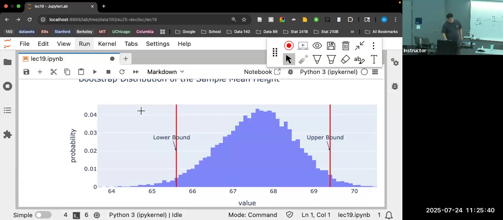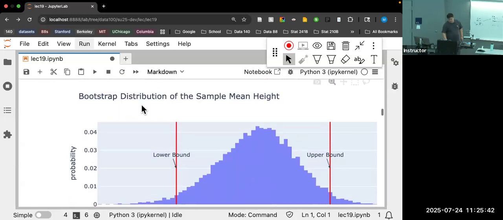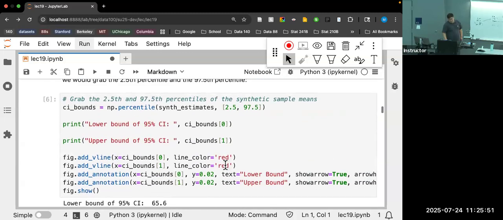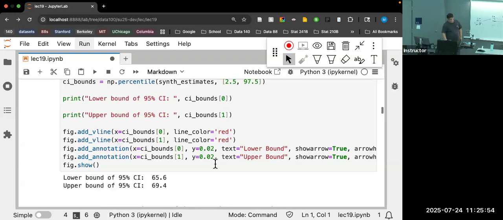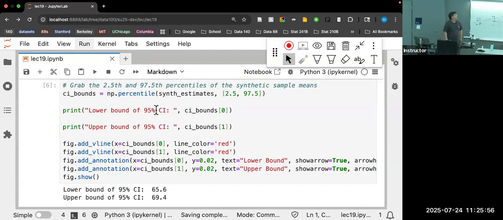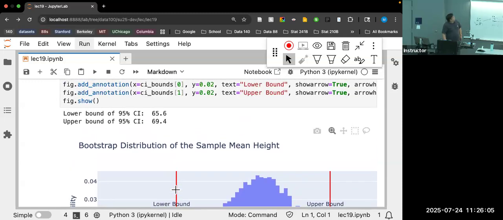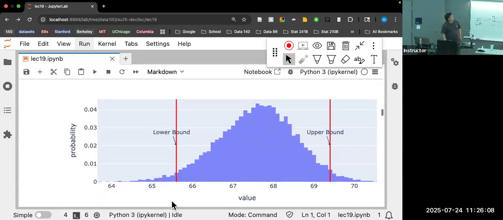Right? So here it is. Basically, say I want a 95% confidence interval. I just take the middle 95%. You use a percentile function. Okay. So here, this is my confidence interval. The lower bound is 65.6 and the upper bound is 69.4. Okay. So hopefully you should start remembering these from Data 8. We use the bootstrap a lot in Data 8.